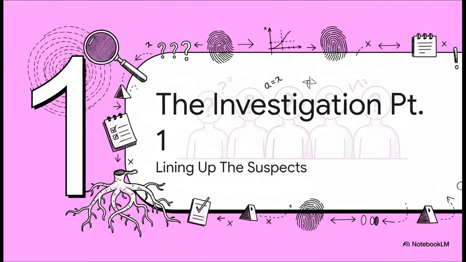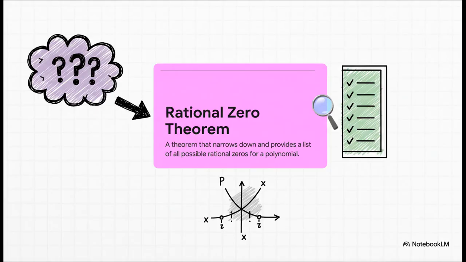Okay, so every good investigation starts with lining up the potential suspects, right? You can't just guess randomly. You need a system, a way to figure out who could have possibly done it. And our first huge clue comes from something called the rational zero theorem. This thing is like getting a hot tip from an informant. It takes a literally infinite number of possibilities and whittles them down to a nice, manageable list of suspects that could be our zeros. It's a total game changer.